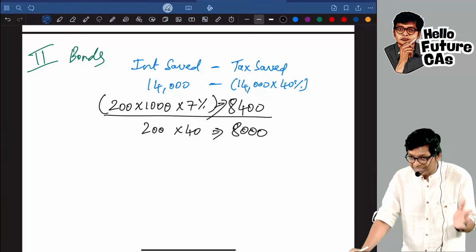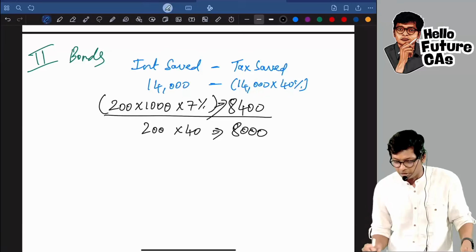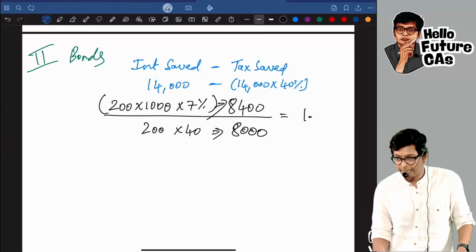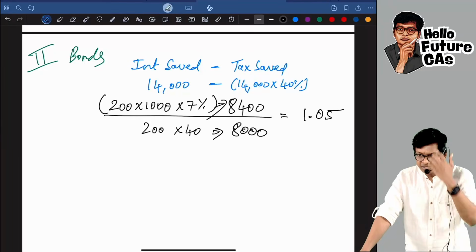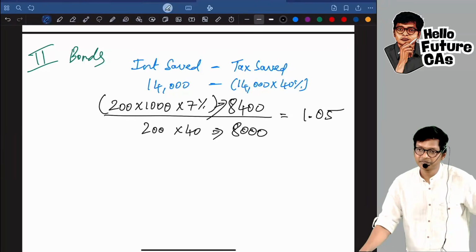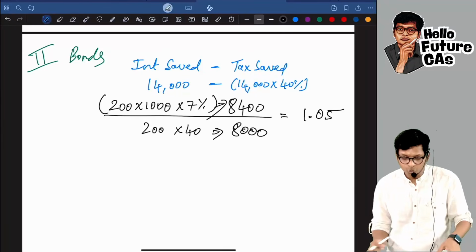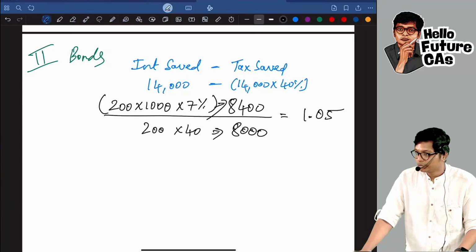So now what is the dilution? 8,400 divided by 8,000. How much? 1.05. So because of bonds, my EPS is going to be 1 rupee and 0.05. Are you getting it, guys, if this converts? Can I say this is rank 2? No. You can't say rank 2.